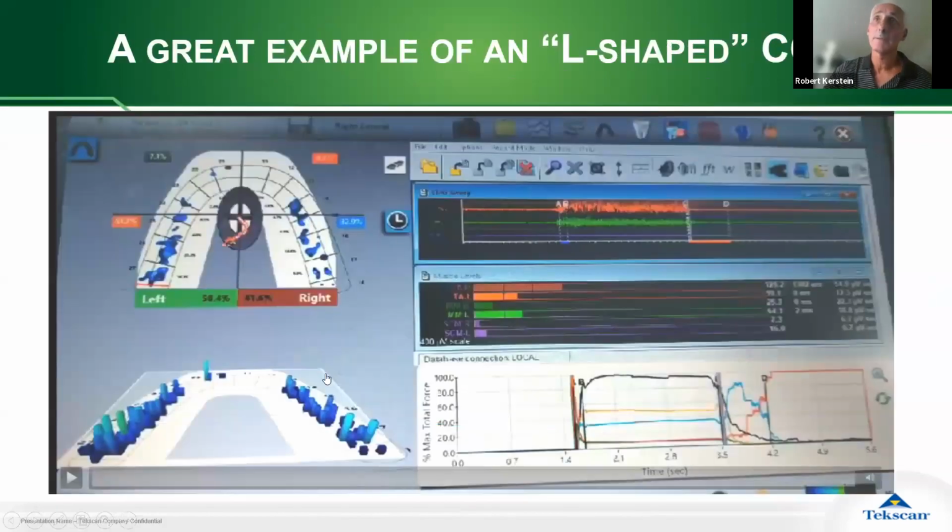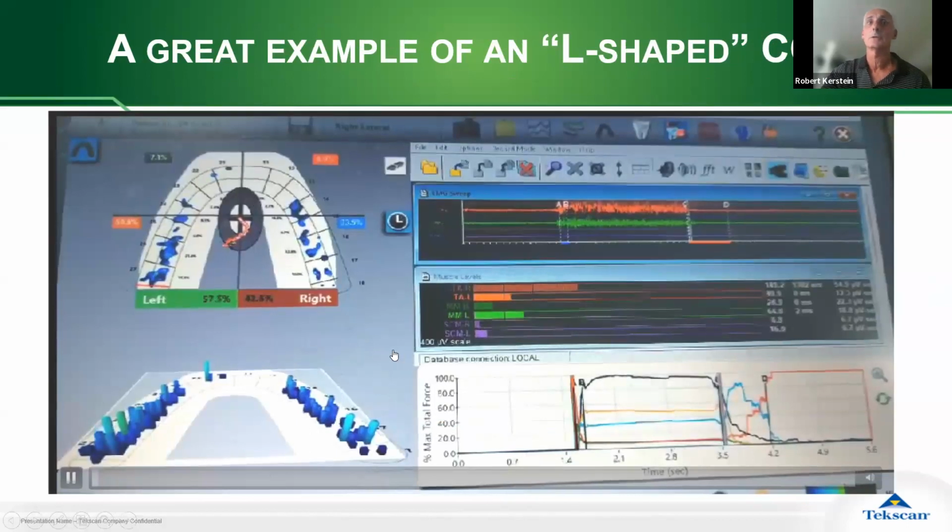Here's a really good example of an L-shaped COF. This was sent to me from a dentist who was questioning how he was doing with his case. Watch this center of force, how far to the right it goes before it turns north.